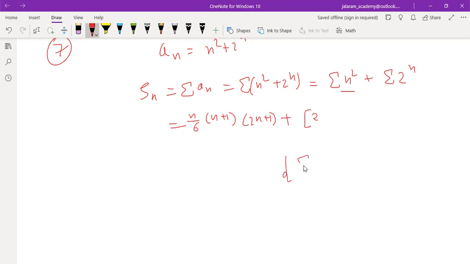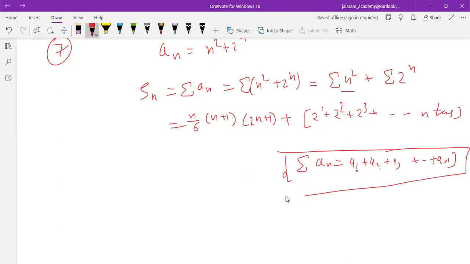We have read in the previous session that sigma an means a1 plus a2 plus a3 and so on up to an. Means in place of n, we substitute 1, 2, 3 and write the sum of all the terms. So in place of n, first we write 1, so 2 to the power 1. Then 2, so 2 square. Then 3, so 2 cube. And so on up to n terms. So look at this. Can you tell which type of series is in the second bracket? Is it an AP or a GP? The first series we have already calculated, n by 6 into n plus 1 into 2n plus 1. So which type of series is this? It has first term a equals 2.